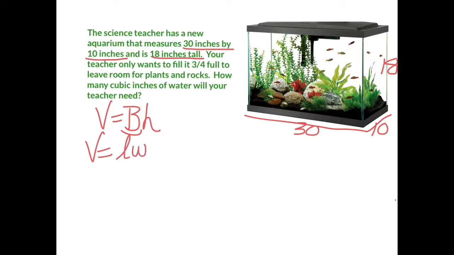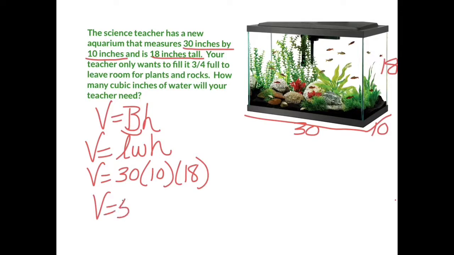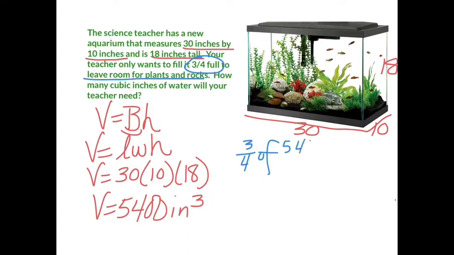V equals big BH, replace B with length times width. So 30 times 10 times 18, which tells us that the whole aquarium could hold 5,400 cubic inches of water. But your teacher only wants 3/4 of it to leave room for plants and rocks. So we want 3/4 of the 5,400.